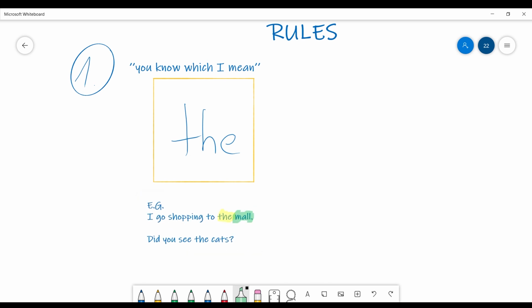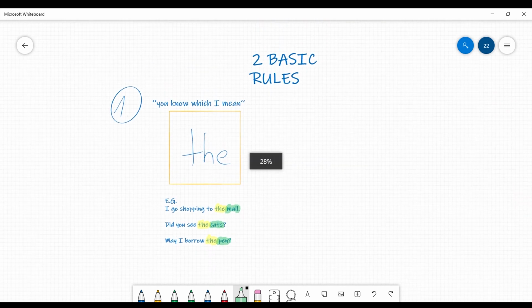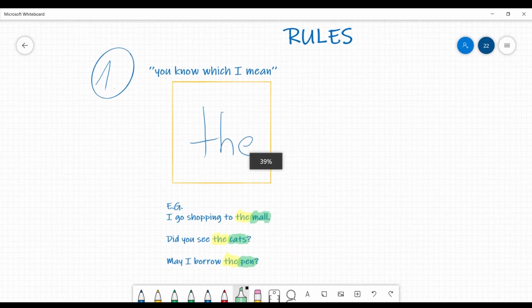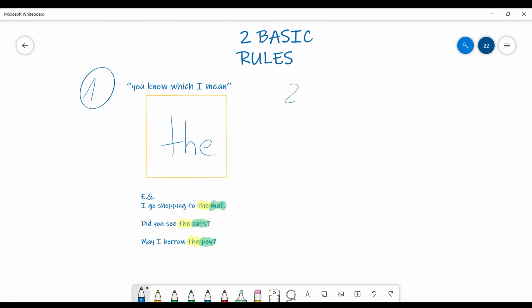Or in the next one, did you see the cats? We have a plural noun, cats, and when we use the article "the", that means again that our listener knows which cats we mean. And the last example says, may I borrow the pen? It suggests that I have a very specific pen in my mind, that red one, or that blue one, the very specific one. So this is the main rule about using the article "the".